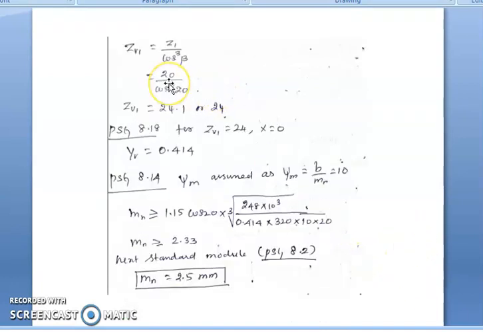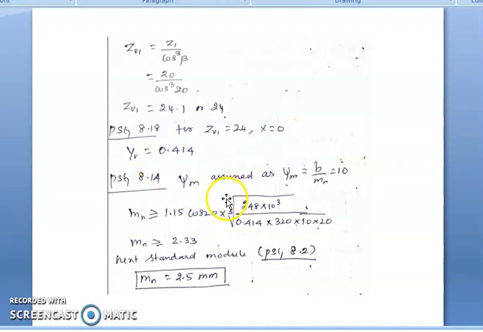So the ZV1 formula for helical gears, the virtual number of teeth for the helical gear, is Z1 by cos cube beta, where Z1 we initially assumed as 20. By using this, ZV is equal to 24. So from the PSG data book, page number 8.18, for ZV equal to 24, X equal to 0, YV is equal to 0.414.